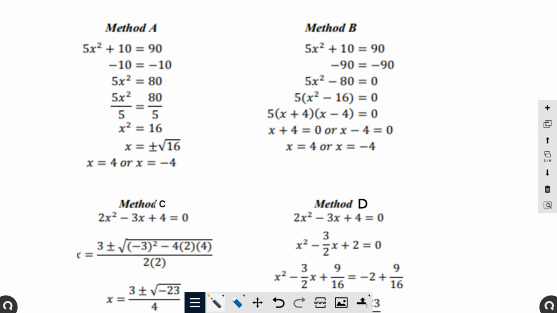What did they use? Square roots. Yep, they got that x squared by itself, and they ended up using the square roots because, if you notice, the only thing in the problem is x squared. So they got x squared by itself, and then they took the square root to get the answer. All right, what about in B?